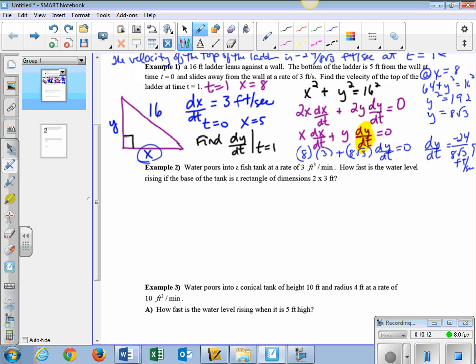Example 2. Water pours into a fish tank at a rate of 3 cubic feet per minute. How fast is the water level rising if the base of the tank is a rectangle of dimensions 2 by 3? All right, so what I'd like for you to do is maybe sketch a diagram, write down what you're trying to find, write down what you know, and come up with a formula. So if the sub could put me on pause and give everybody a couple minutes to do that, and then we could come back and see how you did.